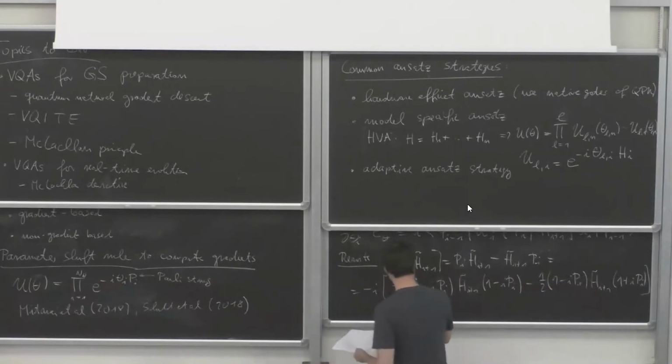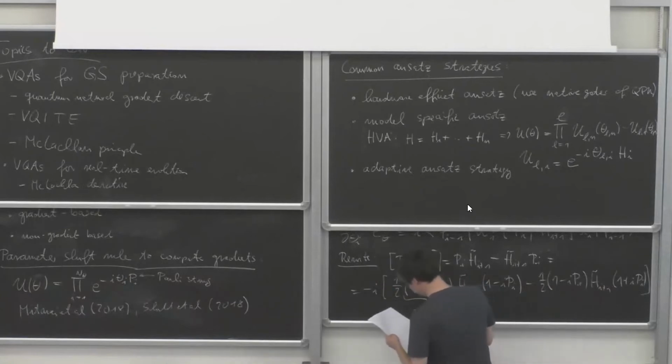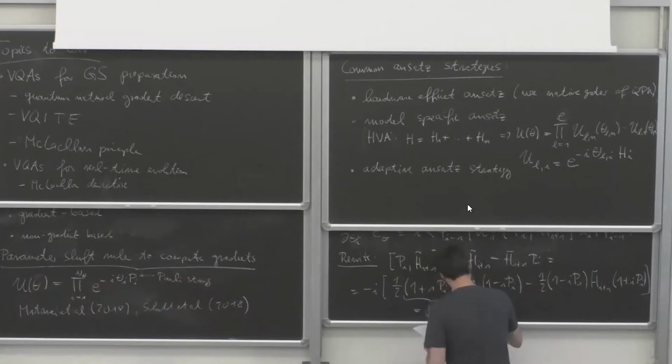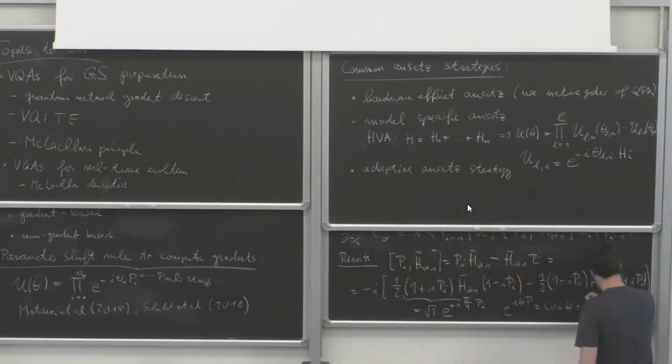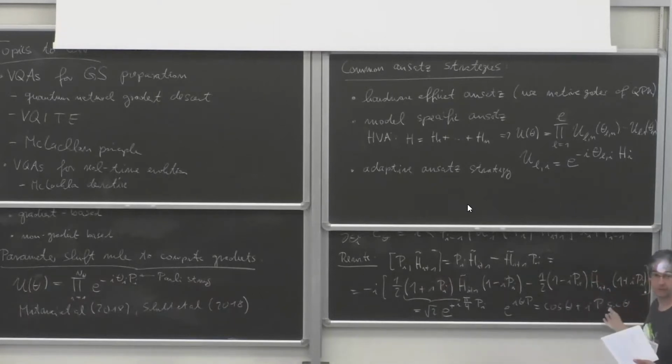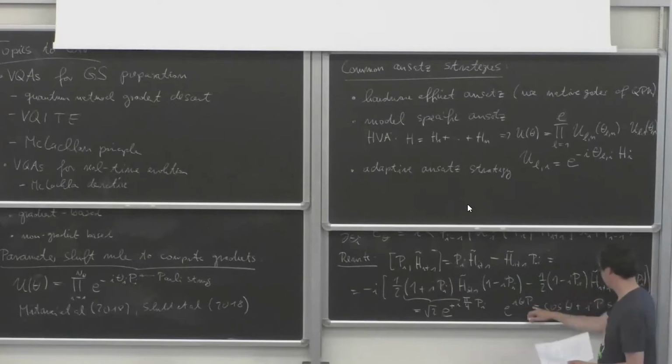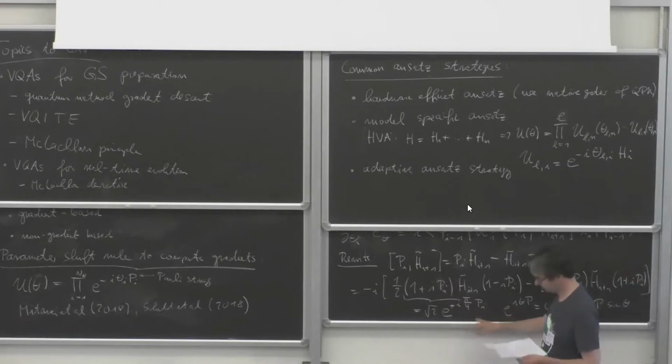Then the idea is that this here is square root 2 times e to the plus i pi over 4 P. What we're using here is that e to the i theta P is cosine theta plus i P sine theta. This is only valid for Pauli operators. So this is what I'm using here, and then you can rewrite this in terms of a rotation, and you can rewrite this and this and this.